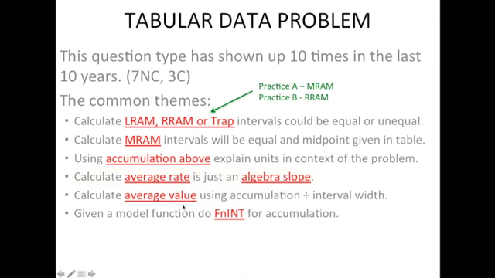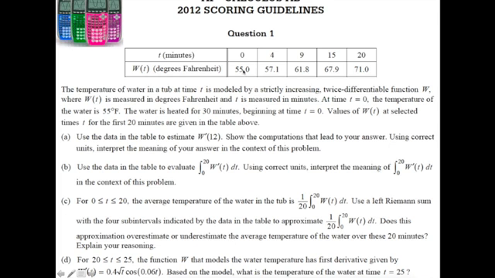They could ask you for an average value question. Remember, average value is the integral divided by the width of the interval. So we could use the answer we got for one of the approximations above for accumulation and divide it by the interval width. And then if they give you a function, they could have you integrate it for the accumulation. That's typically on the calculator if there is a calculator question. If the tabular question ends up being a calculator question, that's typically what they do: they have you just do an FND.